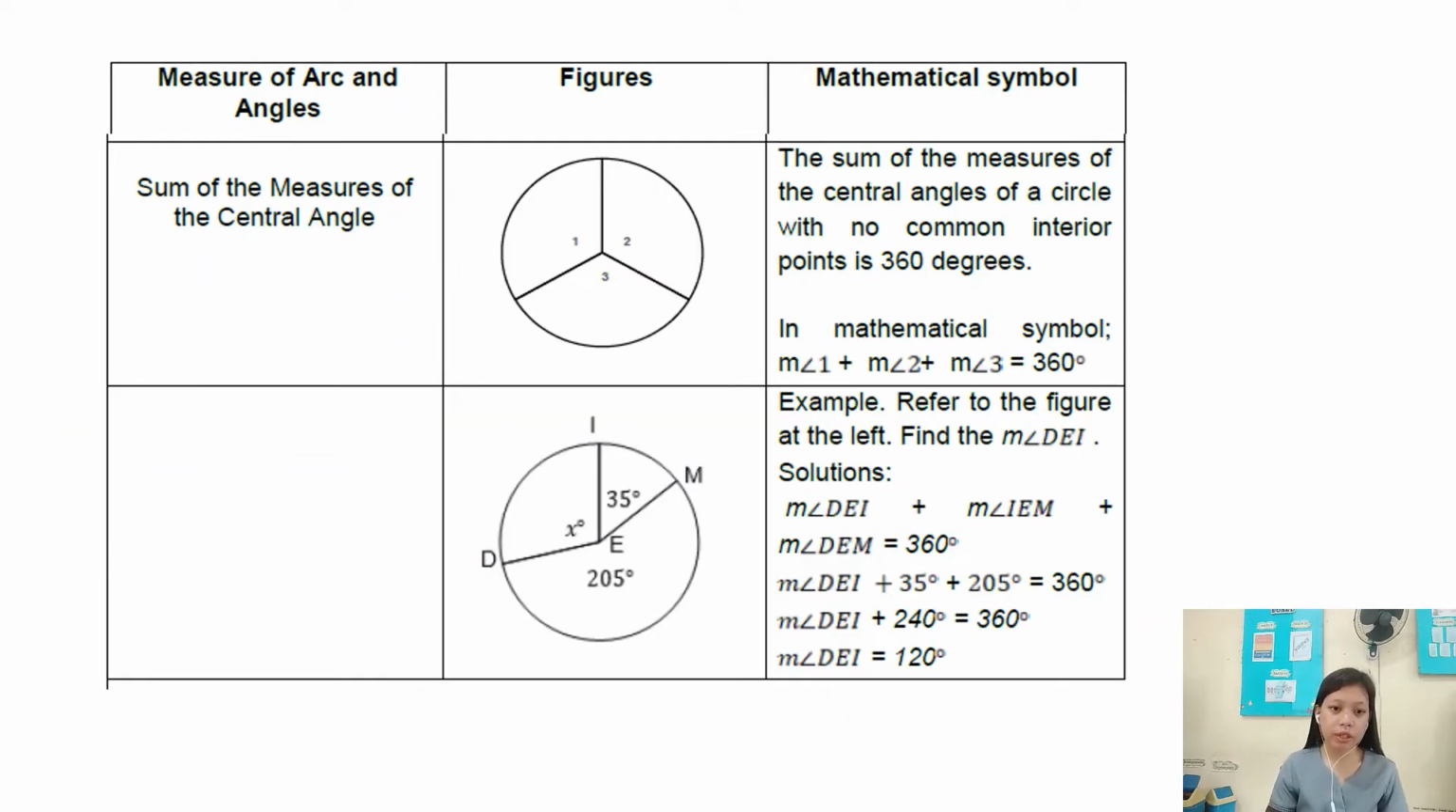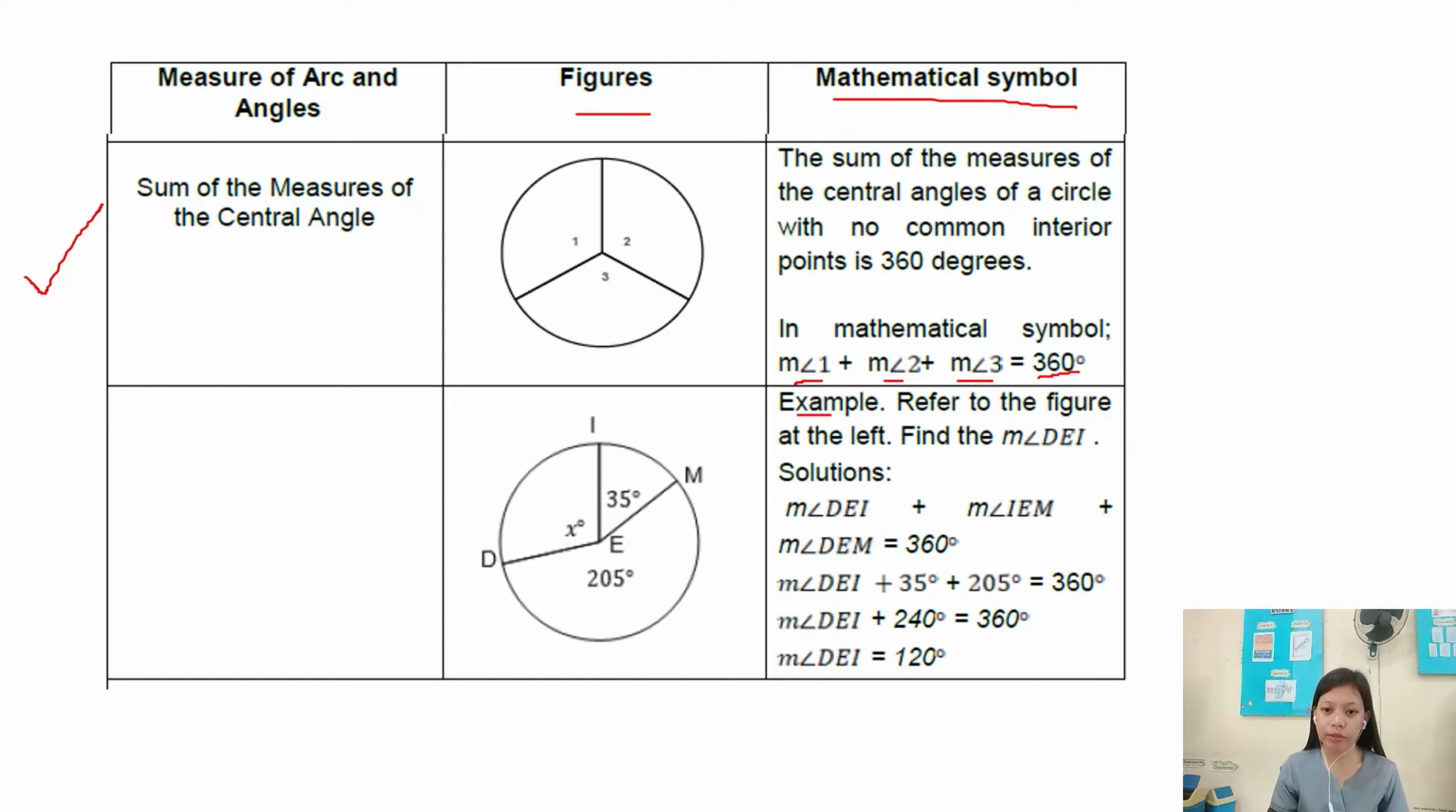Here we have another one: the sum of the measures of the central angles, its figure and its mathematical symbol. The sum of the measures of the central angles of a circle with no common interior points is 360 degrees. In mathematical symbols, the measure of angle 1 plus the measure of angle 2 plus the measure of angle 3 is equal to 360 degrees.